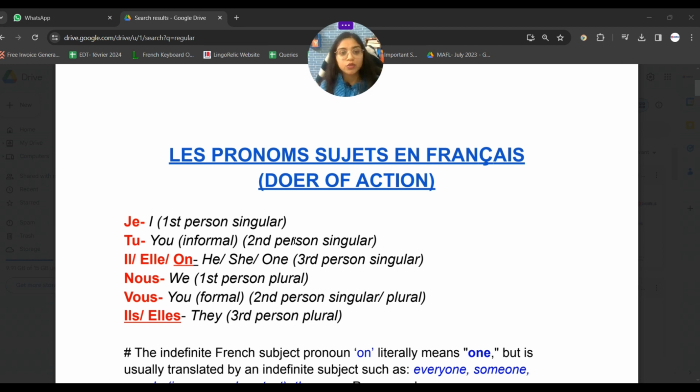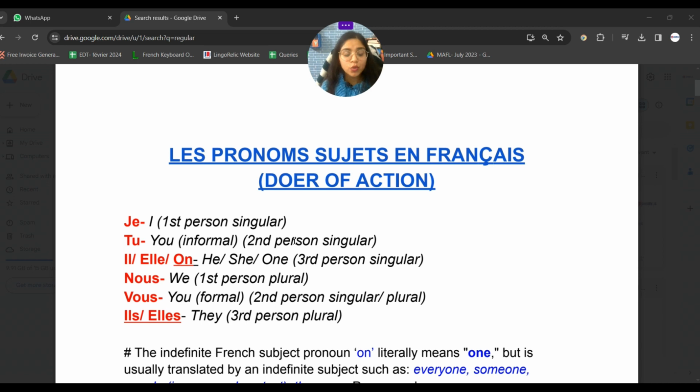So first of all, you have je, which is I, which is the first person singular pronoun. Secondly, you have tu, which is the informal form to say you. This is the second person singular pronoun. Thirdly, you have il, which means he. Elle is for she, and on for one, which you're saying in a general sense. I'll just elaborate upon it a little bit ahead.